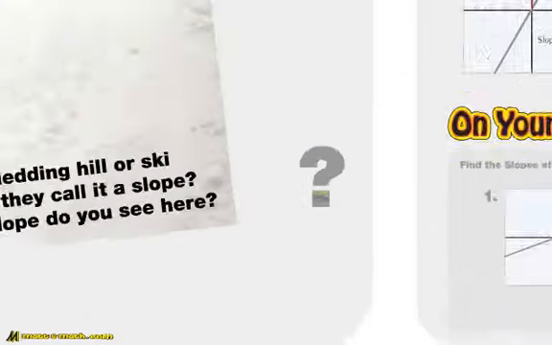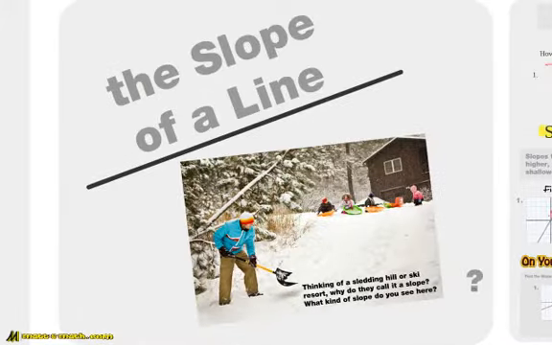And that's pretty much it for today. We talked about the slope of a line and sledding and snow and pretty cool stuff.